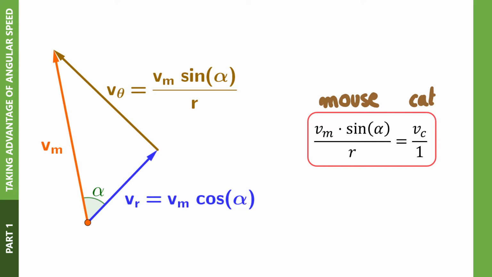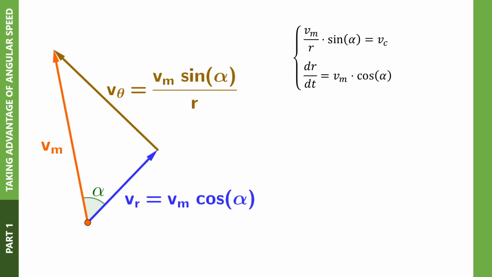To maintain the cat opposite to the mouse, the angular speed of the cat and the mouse should be the same. For the cat, the angular speed is Vc divided by the full radius of the circle, which we already defined as 1. And the angular speeds of the mouse and the cat are the same only if Vm sine alpha over r is equal to Vc. And from this, we can derive alpha. Cool! We now have two equations with two unknown functions, r of t and alpha of t. Let's see how we can solve that system.